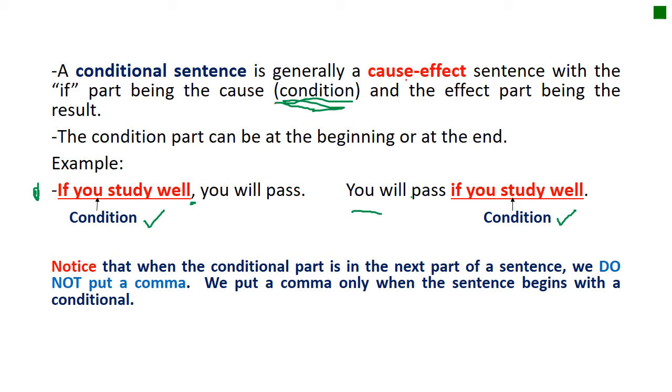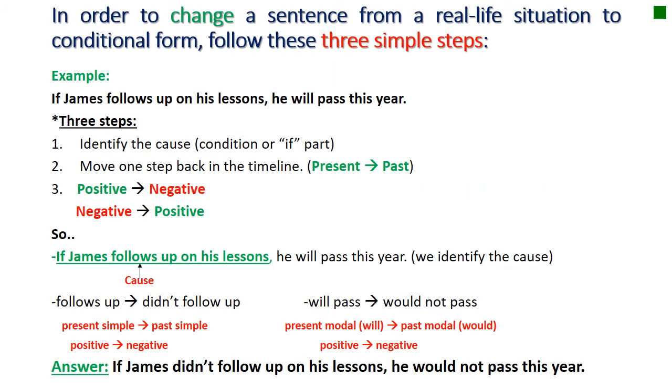Notice that when the conditional part is in the next part of a sentence, we do not put a comma. We put a comma only when the sentence begins with a conditional. Okay, very important rules to know. Okay, little details, but they're important in the grading process. Now, to change from a real life situation into a conditional. This is our main concern. This is how it appears on the official exam. Rewrite the following sentence starting as indicated.